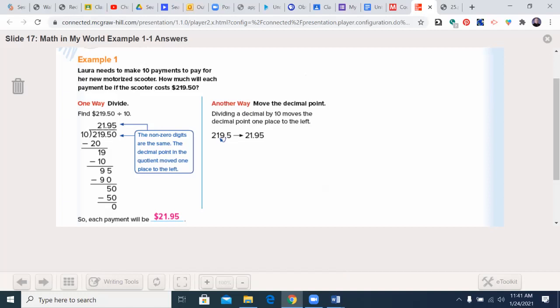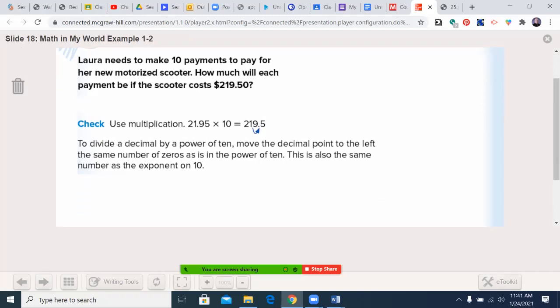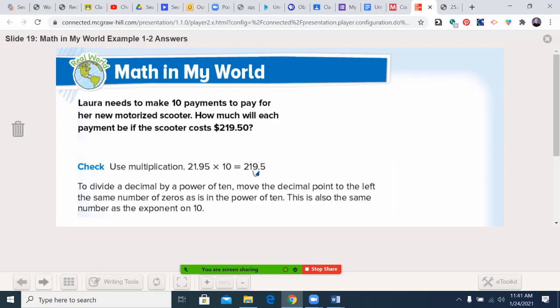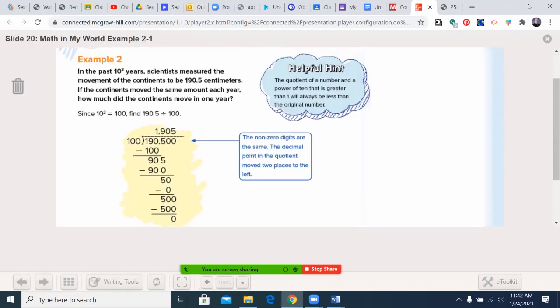All right, let's move to the top of the next page, page 462. Example B, there we go. And there is a helpful hint. The quotient of a number and a power of 10 that is greater than 1 will always be less than the original number. So if I was multiplying like 1,000 times 0.9, it's going to be 900. It's going to be less.